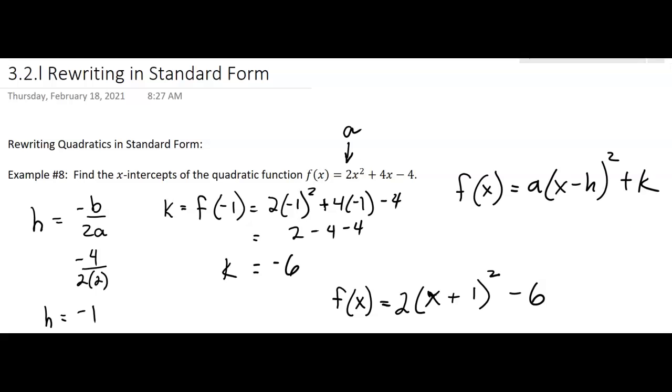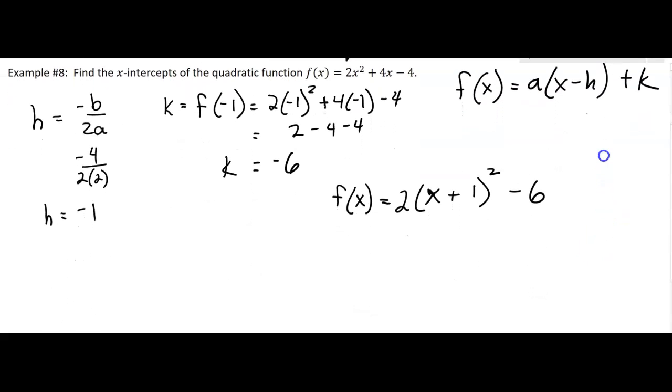But that's not what the question asks. The question asks us to find the x-intercepts. So to find the x-intercepts, we set that equation, 2 times x plus 1 squared minus 6, equal to 0. Okay? So you're going to take that function and set it equal to 0.